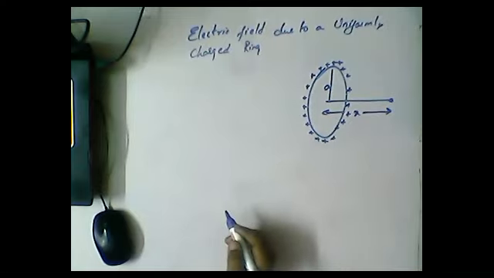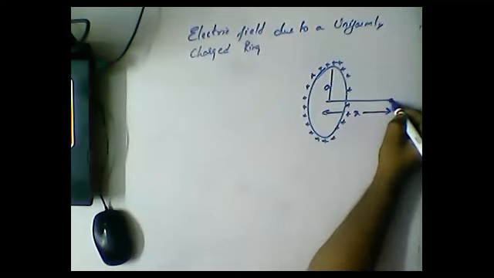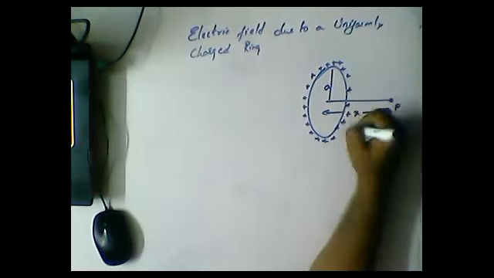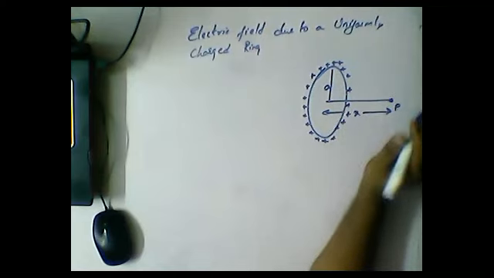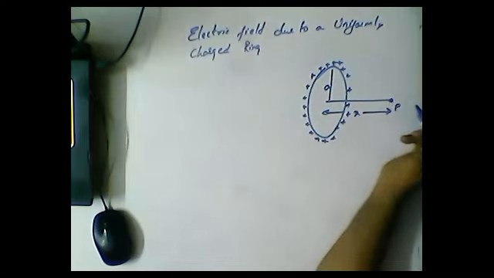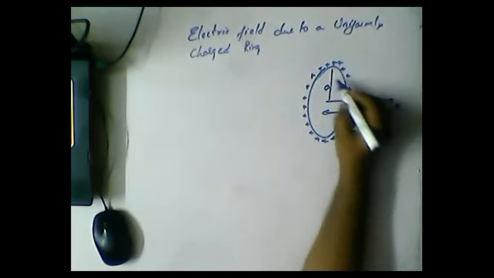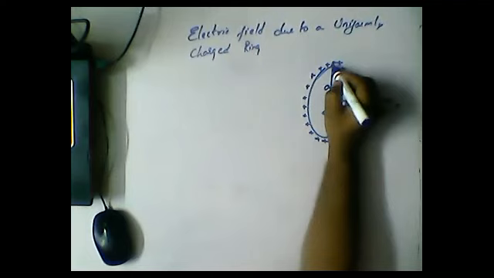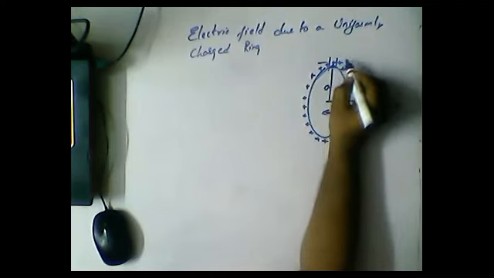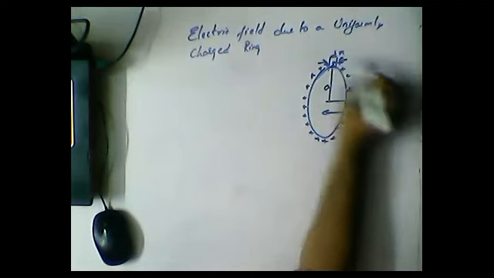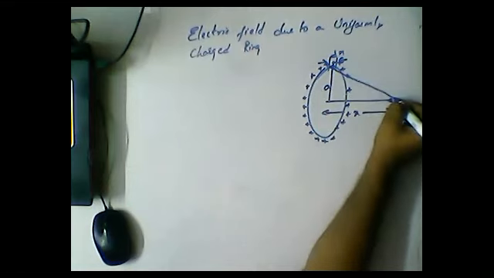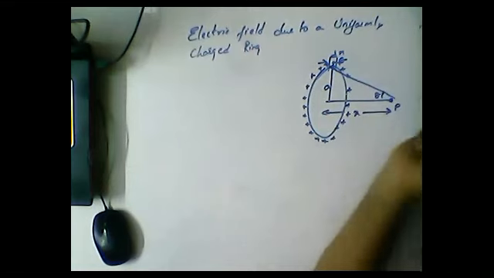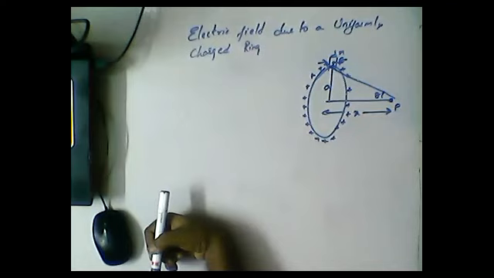from the center. So here, what is the electric field at this point P due to this circular ring? That is what our concept is. If you clearly observe, here I'm considering a small element dx, and it is making an angle theta.